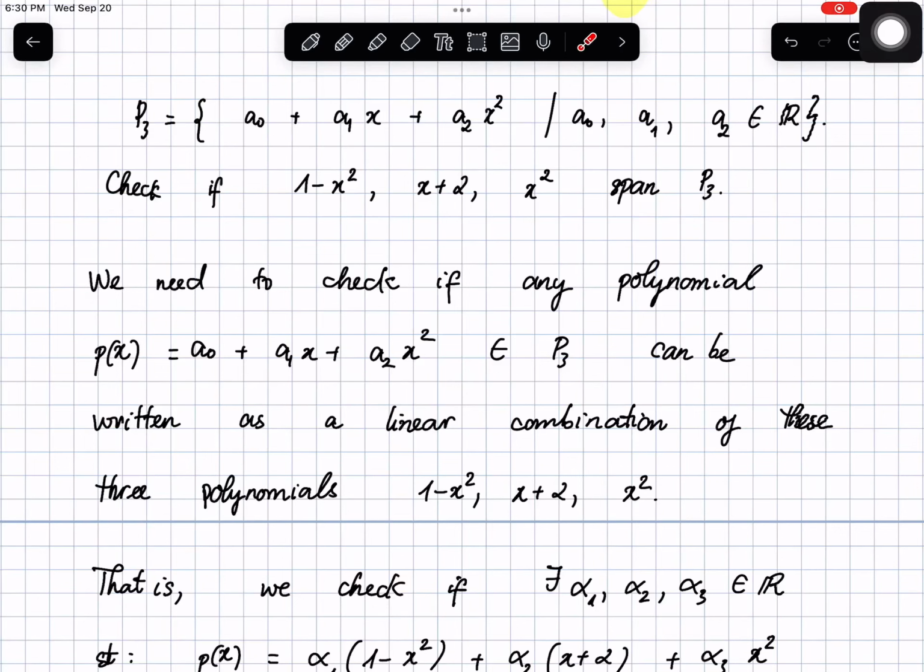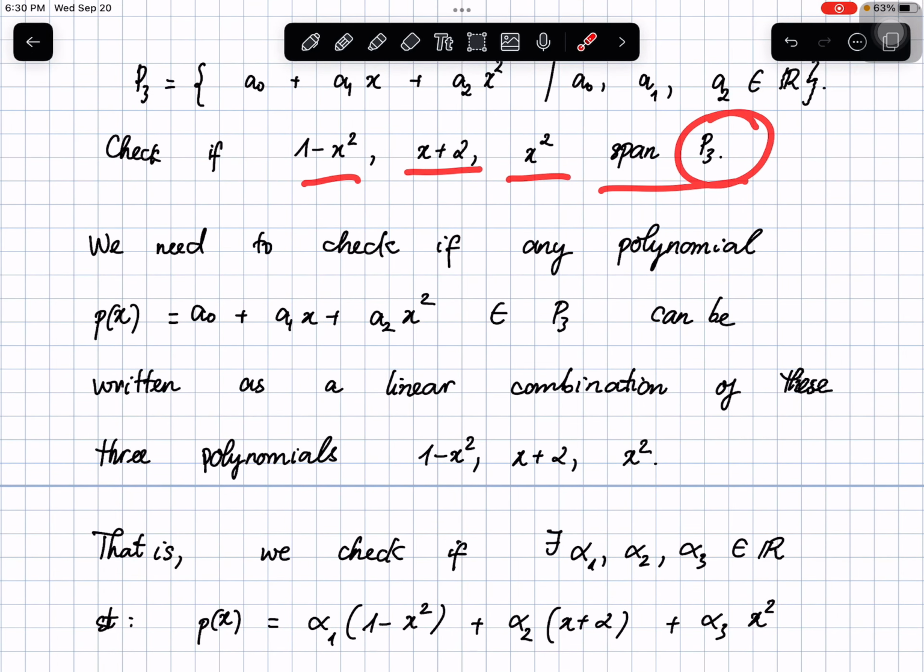Here we have an example of checking whether a set of polynomials is a spanning set of the vector space P3, the space of all polynomials in x of degree less than 3. So this space P3 is the space of polynomials a0 plus a1x plus a2x squared for all coefficients a0, a1, a2 real numbers. And we need to check whether the three vectors, or three polynomials, 1 minus x squared, x plus 2 and x squared, span P3.